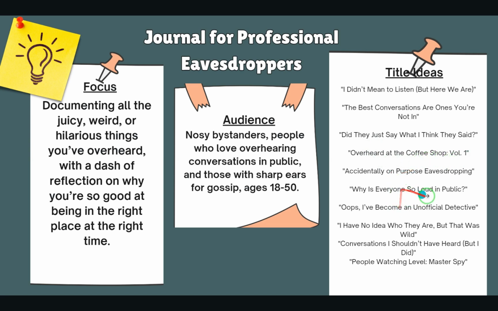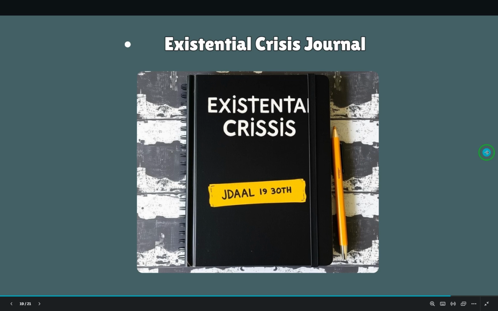So you can see these are very nice title ideas, and I can assure you, anyone who loves eavesdropping will probably resonate very well with these title ideas, such that they will click that buy button on Amazon when you publish a journal in any of these. Okay, so here, people watching level: master spy. That's a very good title idea.